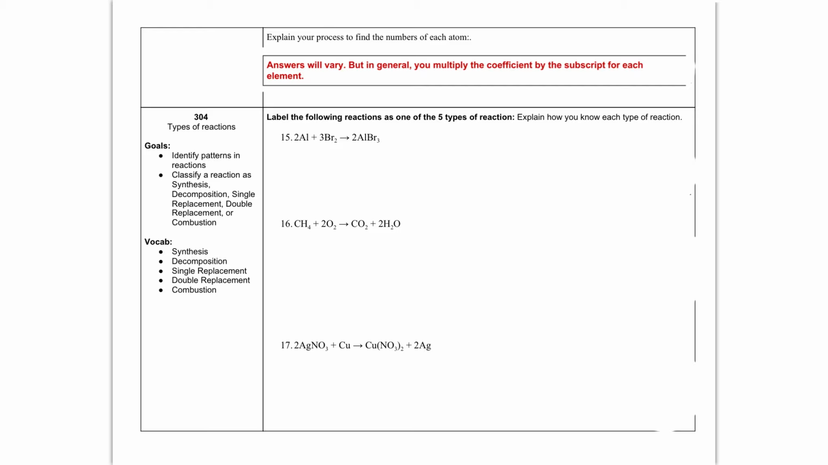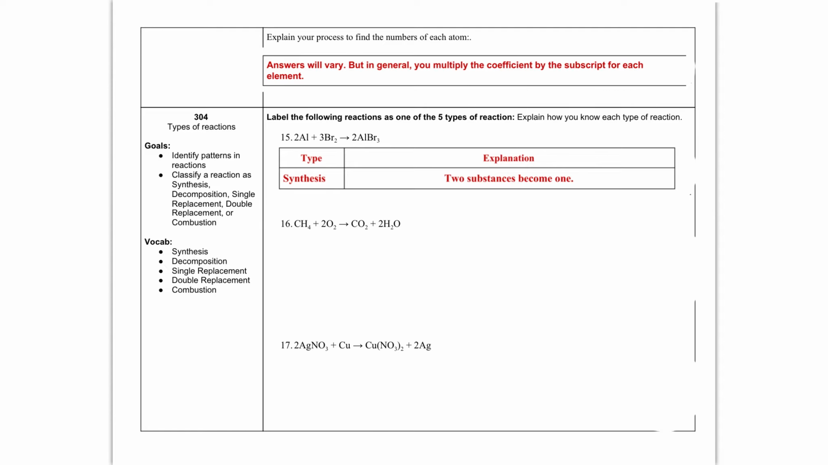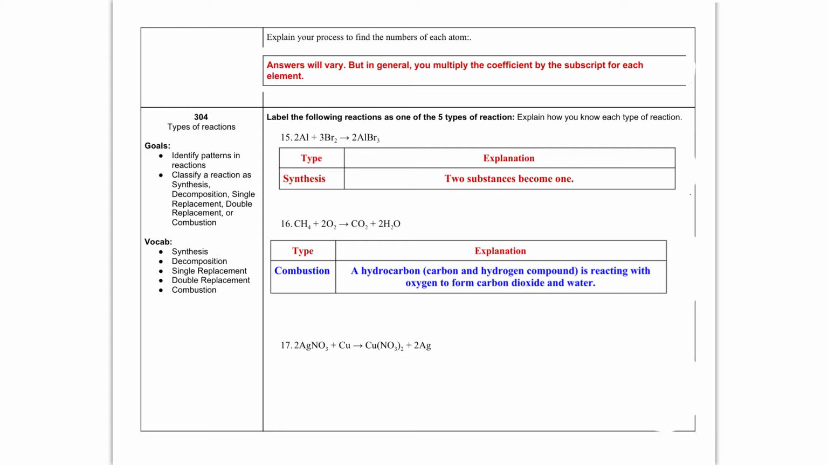The next section is label the following reactions as one of the 5 types of reactions, and then explain how you know each type. So the first one is a synthesis reaction, and I know this because I have 2 substances that are being combined to form just one additional substance. The next reaction is a combustion reaction, and I know this because a hydrocarbon, or a carbon and a hydrogen compound, is reacting with oxygen to form carbon dioxide and water.